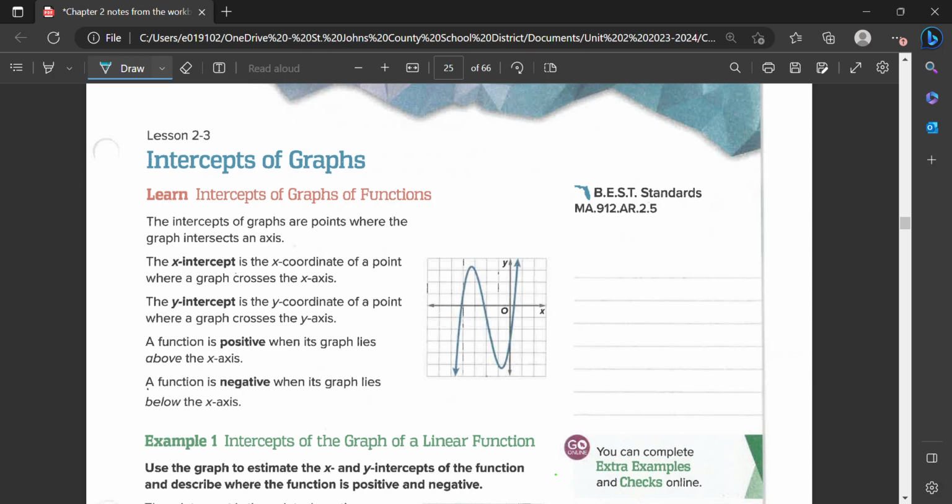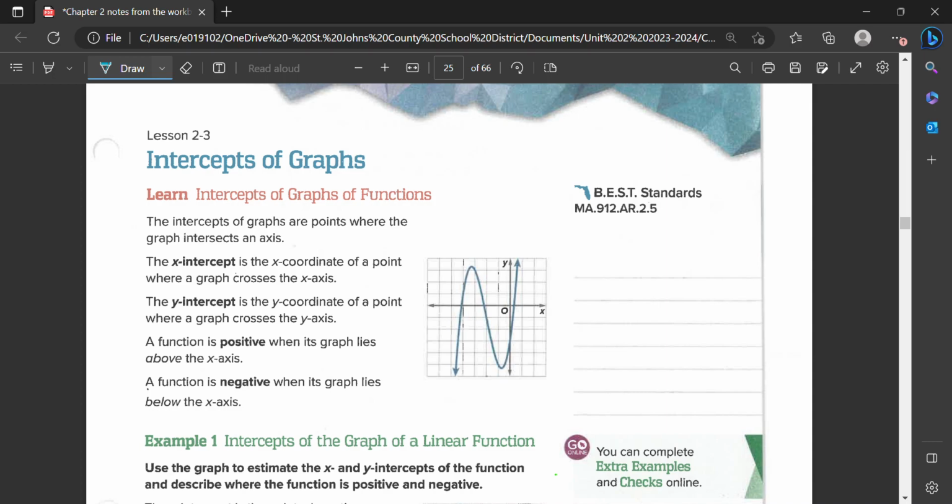It's when the graph crosses that line. So you can have 0, 1, 2, 3, you can have up to infinity x-intercepts. The y-intercept is the y-coordinate of a point where a graph crosses the y-axis. And the y-axis is the bold vertical line.